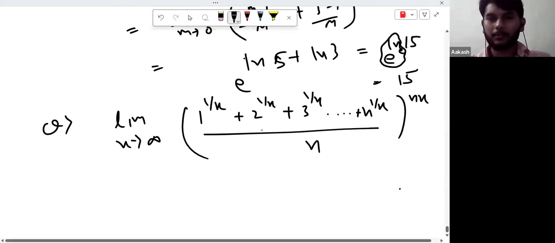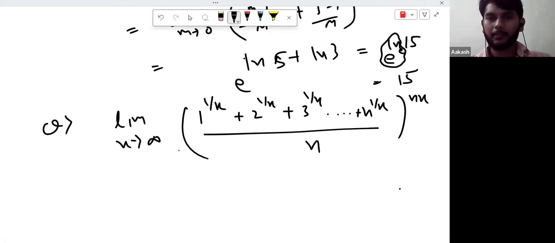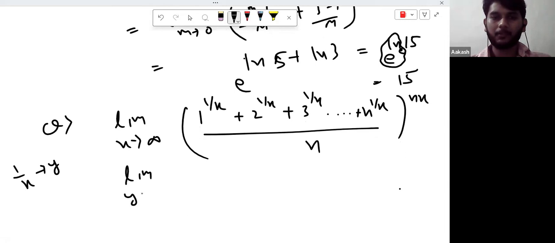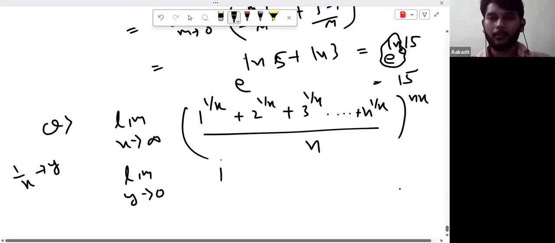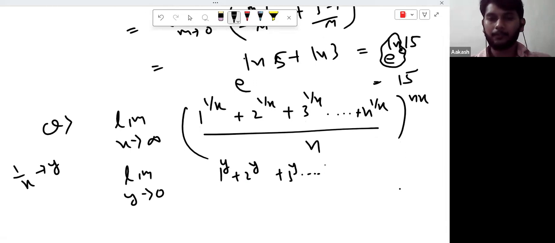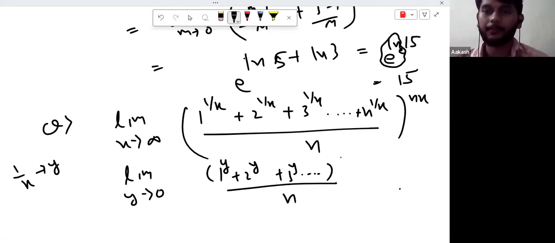Again, because x is infinity, let's take 1 upon x as y. Let me change the limit first. This becomes y tending to 0, 1 to the power y plus 2 to the power y plus 3 to the power y and so on, divided by n, to the power n upon y.